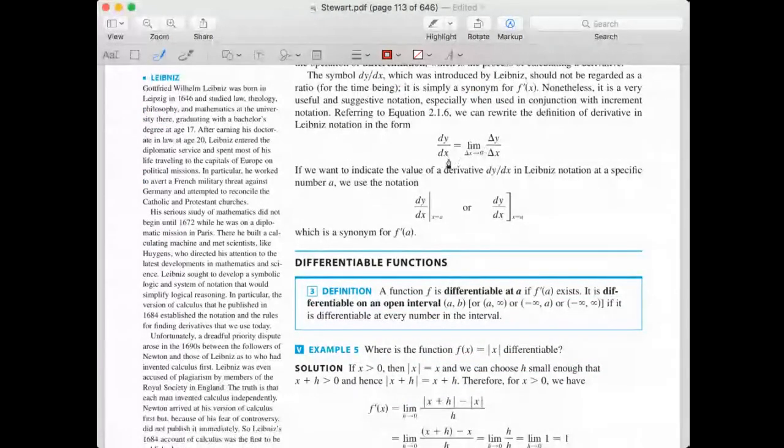The limit of this. So this makes better sense because dy dx, what is dy? dy is a change in y. Think about y2 minus y1. What is the dx? dx is a change in x, x2 minus x1. Then let one point approach the other point. All right.